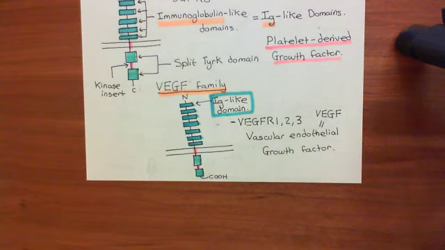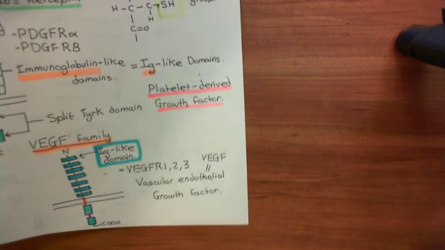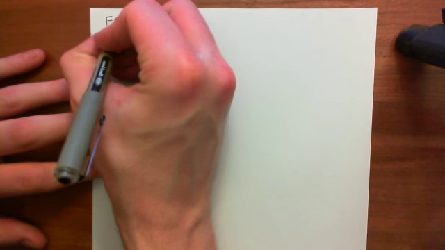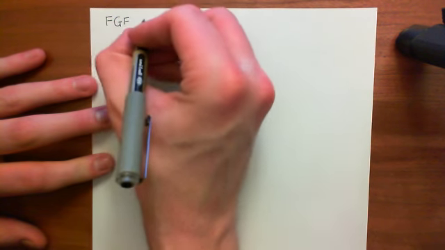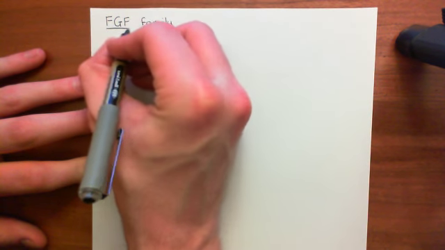We've now seen three families of receptor tyrosine kinases, which are all receptors for growth factors, and they're all named after the fact that their leading members are receptors for growth factors. That's going to continue. We're now going to move on to the fibroblast growth factor family, the FGF family. Again, this is going to have a similar structure to the PDGF family that we've seen. It's going to have immunoglobulin-like domains within it.